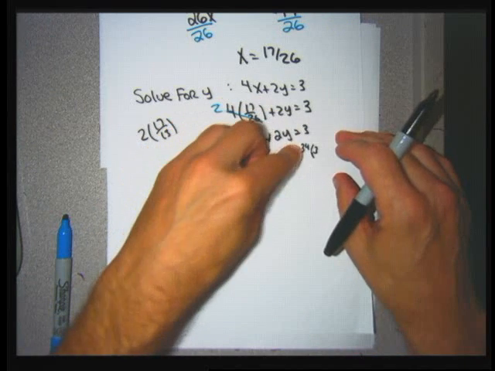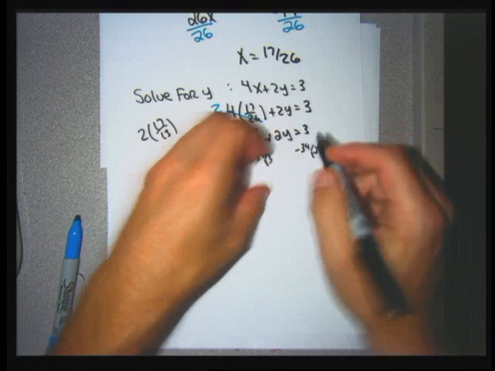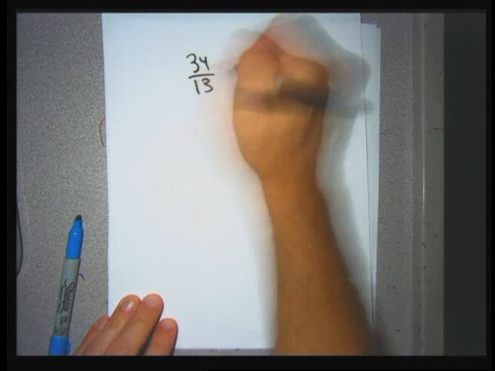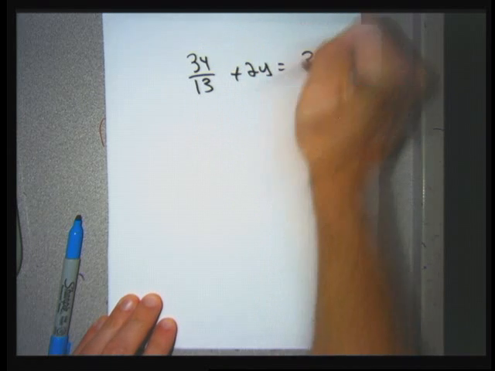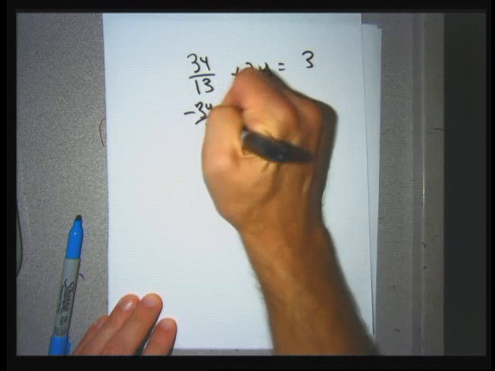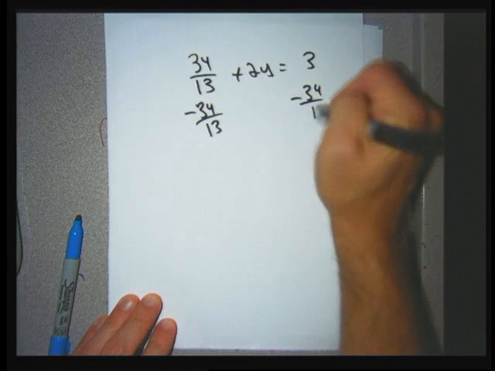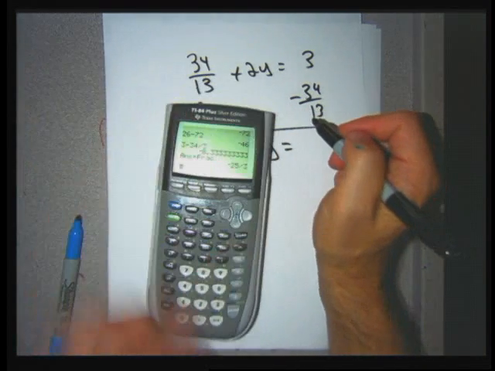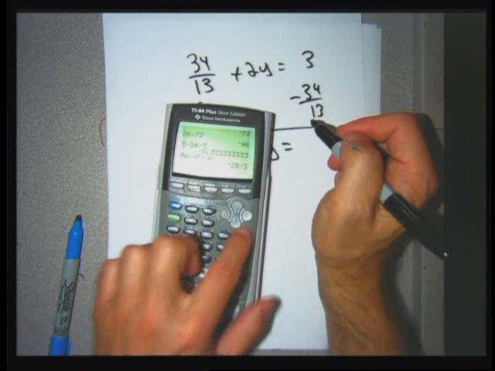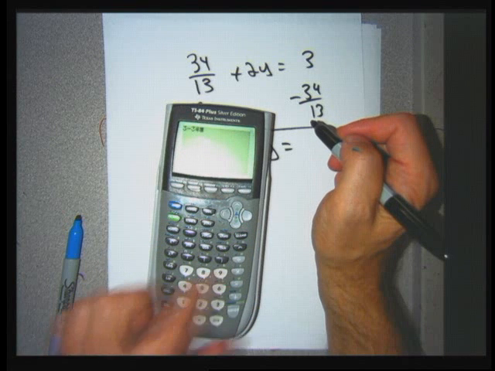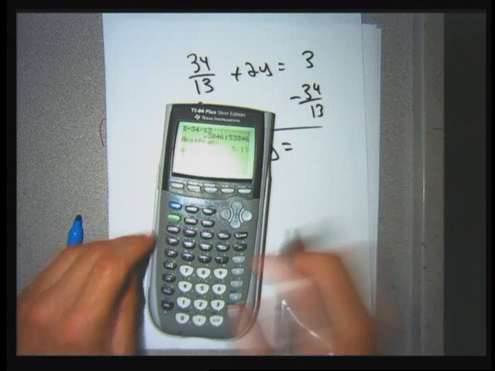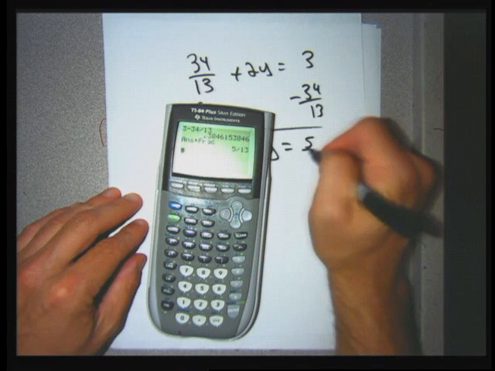Should go 3 minus 34 over 13. So what I should have is 34 over 13 plus 2y equals 3. Now I'm going to go minus 34 over 13, minus 34 over 13. That's going to give me 2y equals, and now I go 3 minus 34 divided by 13, and then math, enter, enter. That gives me 5 over 13.